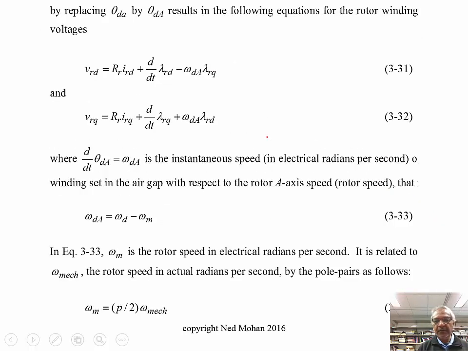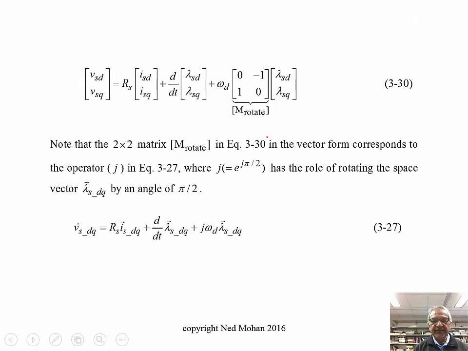So the bottom line is that these equations can be written in this vector form for VSD and VSQ, and ISD and ISQ, and the time derivative of flux linkages, and also how these flux linkages lead to the speed term over here can be written in this form, and that has the same role as J in this equation over here.